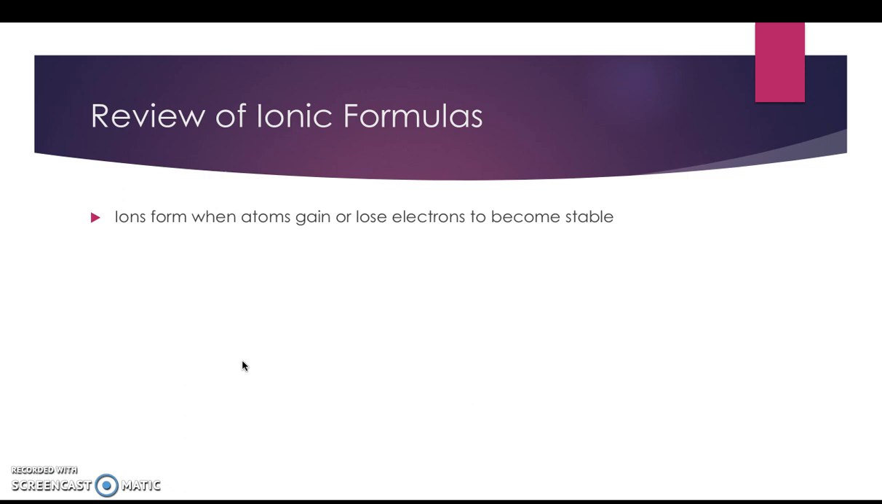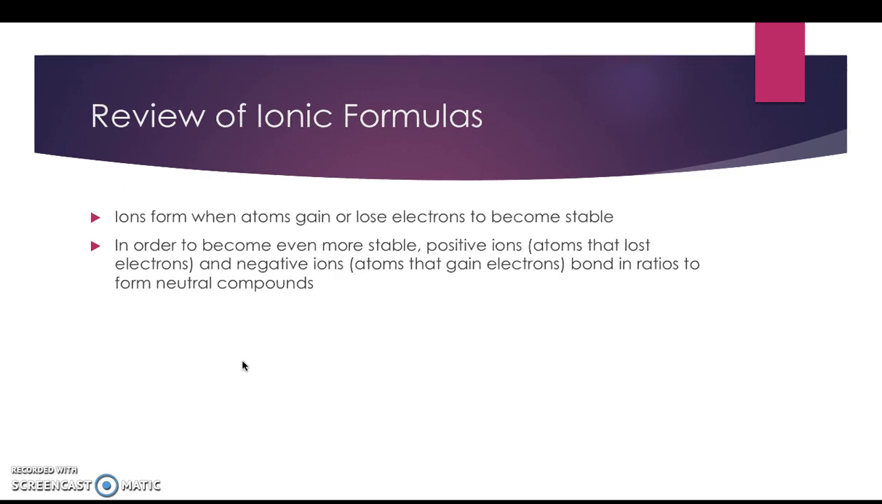In order to become even more stable, these positive ions, the atoms that lost electrons, and the negative ions, those atoms that gained electrons, bond in ratios to form neutral compounds. So let's do an example. Sodium and nitrogen. Sodium's formula is Na. Nitrogen's formula is N. Sodium has a +1 charge. Nitrogen has a -3 charge.